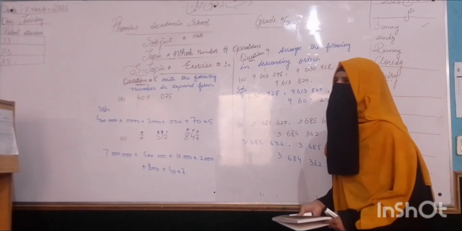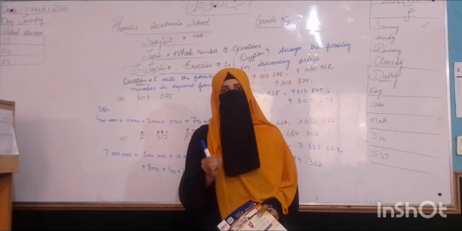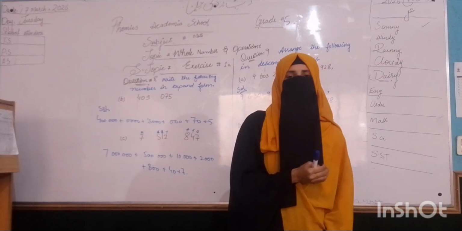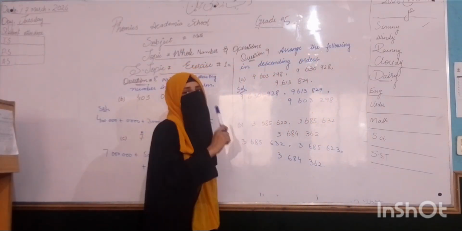Then in question number 9, arrange the following in ascending order. You know what the ascending order is? From greatest to smallest. बड़े से छोटे की तरफ जाने को हम क्या कहते हैं? Descending order कहते हैं. Descending order, greatest to smallest.